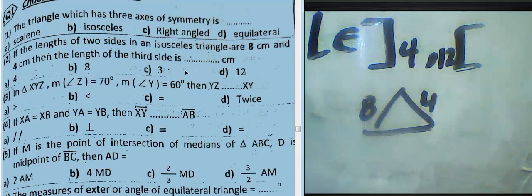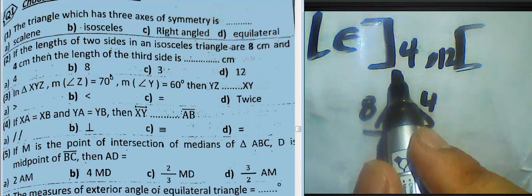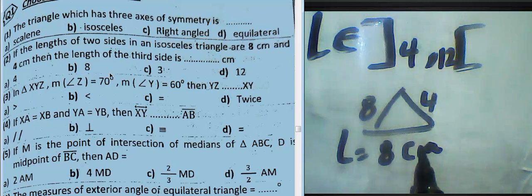Look at the result here. We have 4 or 8. We must cancel 4 because the interval is open at 4. So the length must be equal to 8 cm because 8 lies between 4 and 12. So the third length here will be 8 cm.